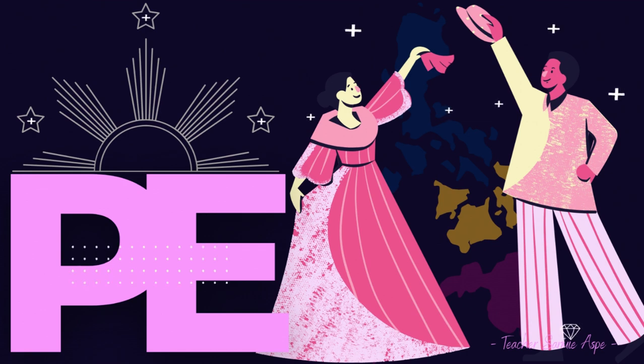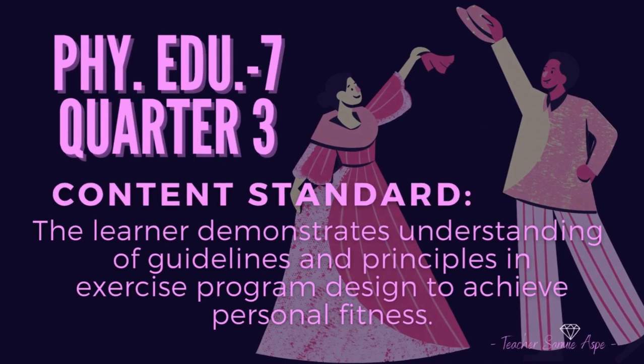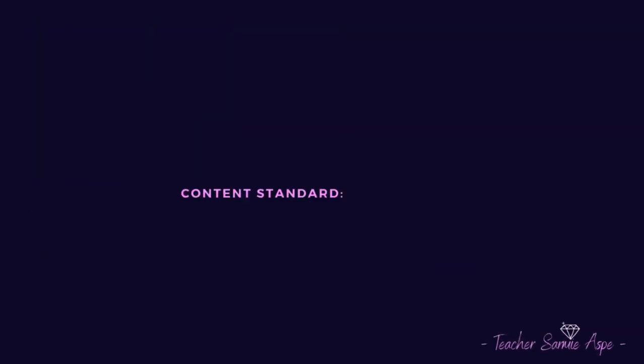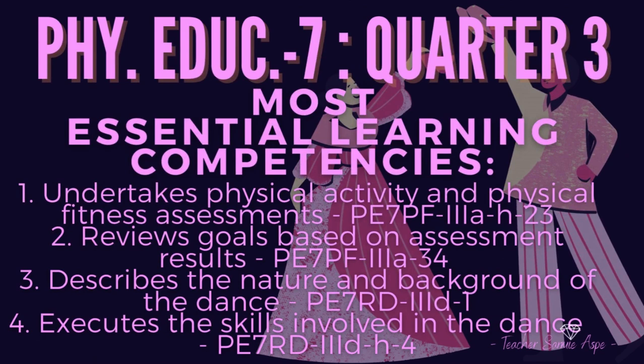Our lesson in third quarter PE 7 is about developing fitness through Philippine folk dance. Let us identify the content standard. Performance standard. And most essential learning competencies.